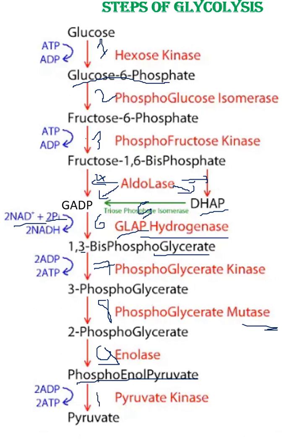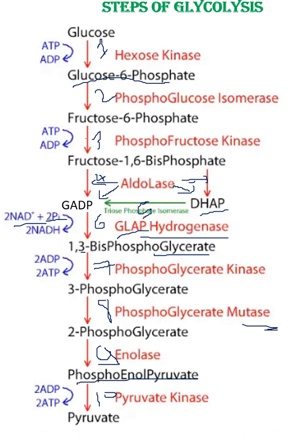This is the last step, or 10th step, the second dephosphorylation. The remaining phosphate group is transferred to an ADP by pyruvate kinase, generating another ATP and the pyruvate.